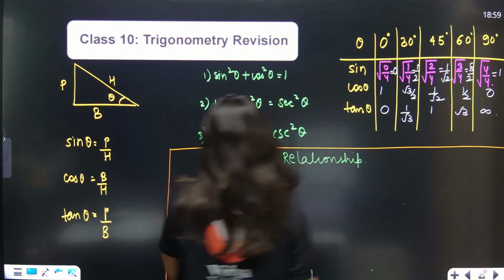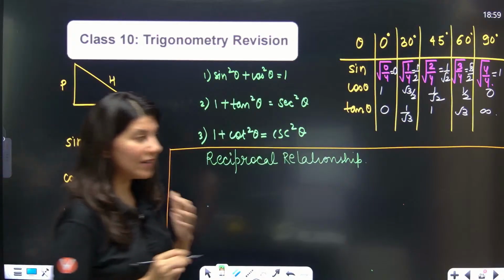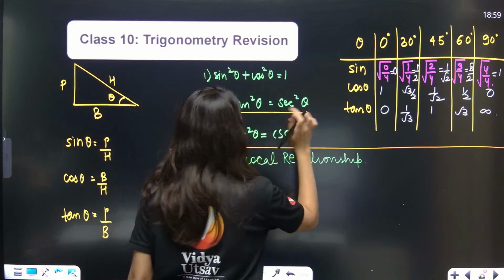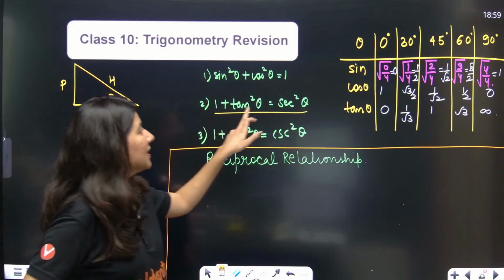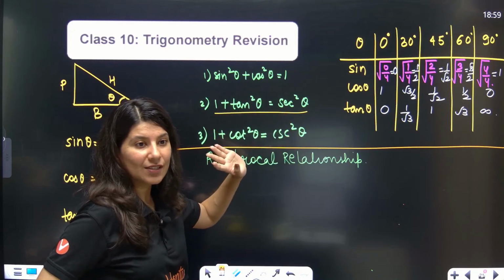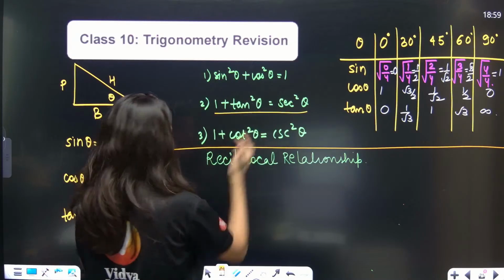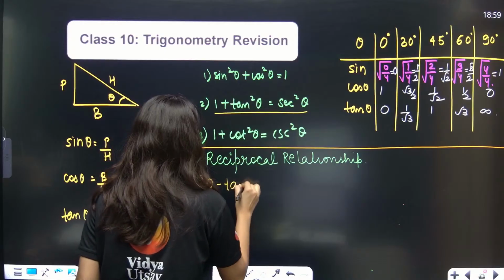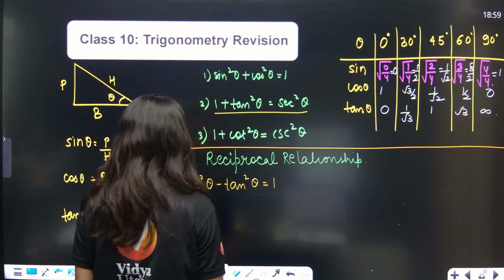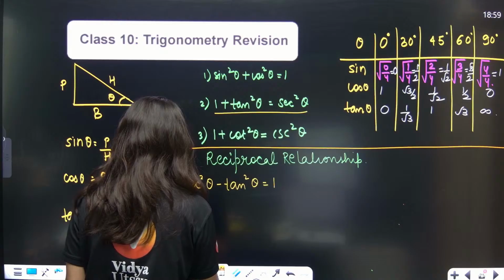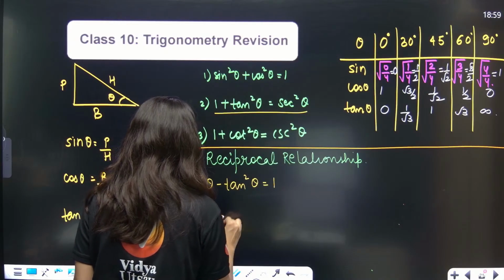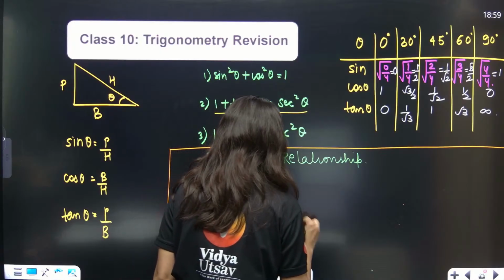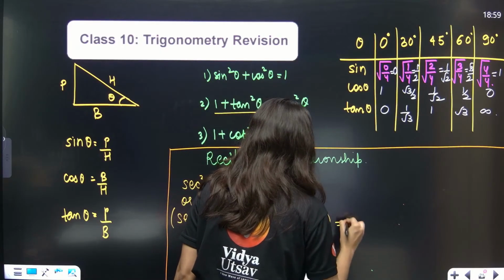Now understand this very, very nicely. Will you allow me to write? I am just talking about this now. 1 plus tan square theta is sec square theta, right? So can I shift tan square over here so that it becomes sec square theta minus tan square theta is 1? Or you can also write a square minus b square as a plus b times a minus b: sec theta plus tan theta, sec theta minus tan theta is equal to 1.